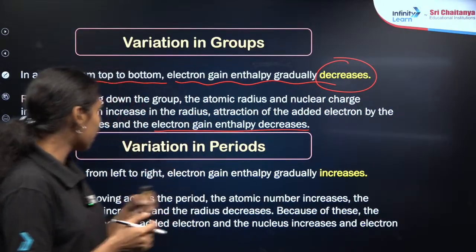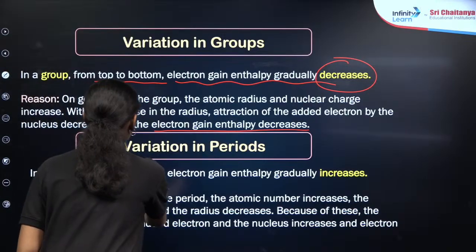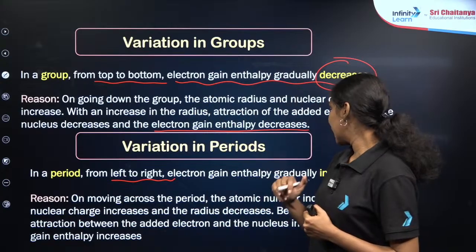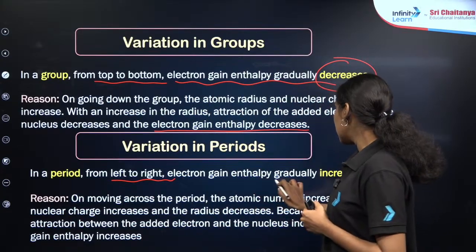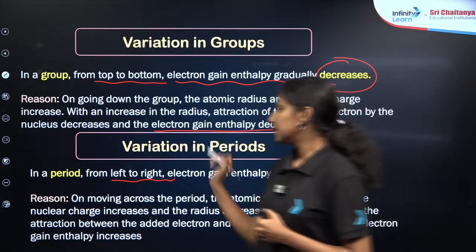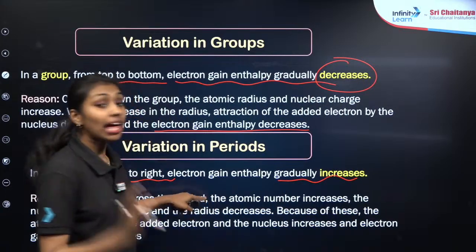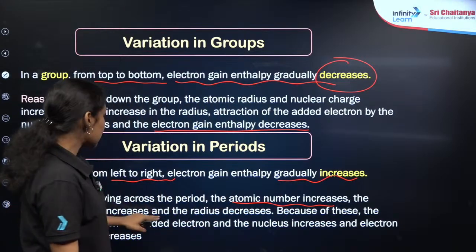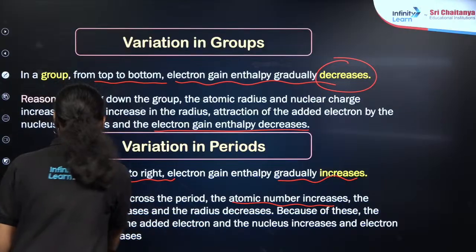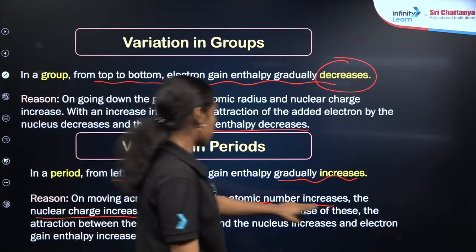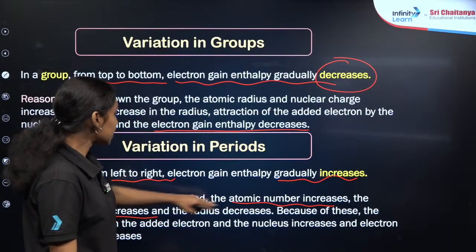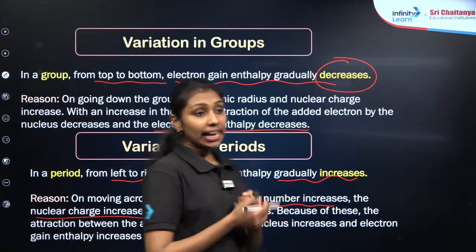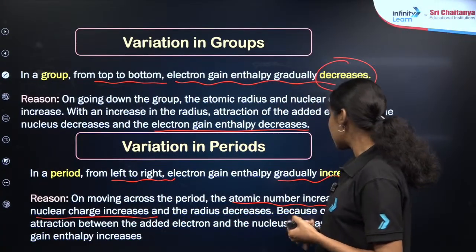Similarly, what will happen along a period from left to right? The electron gain enthalpy gradually increases, right? Gradually increases along a period from left to right. The reason is that on moving across the period, atomic number increases, the nuclear charge also increases, but the size decreases along a period from left to right. Because of these reasons, the attraction between the added electron and the nucleus increases.